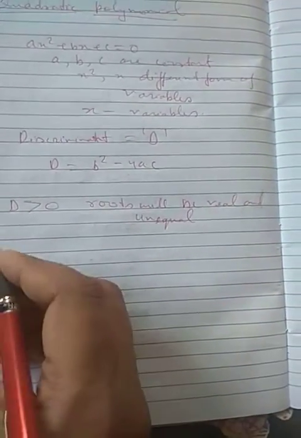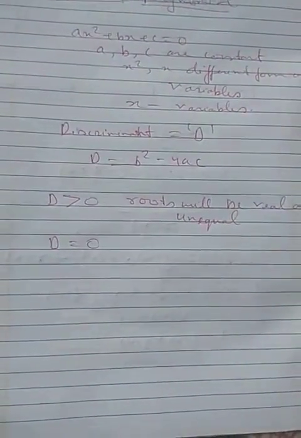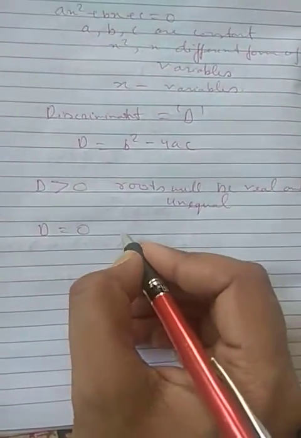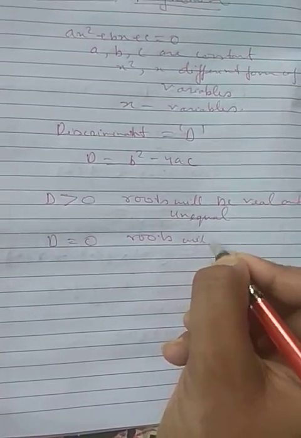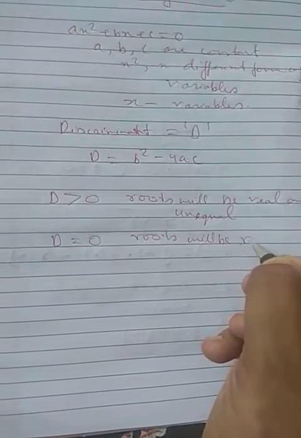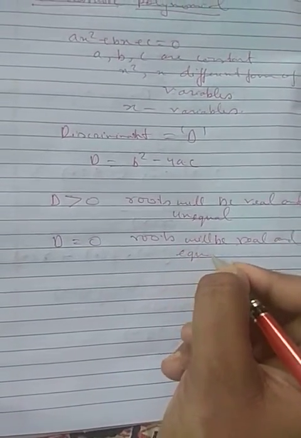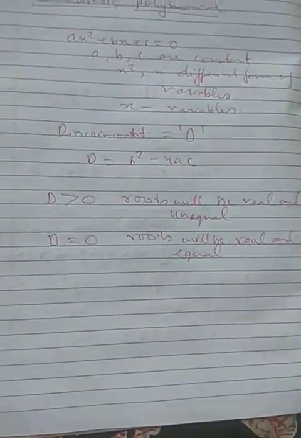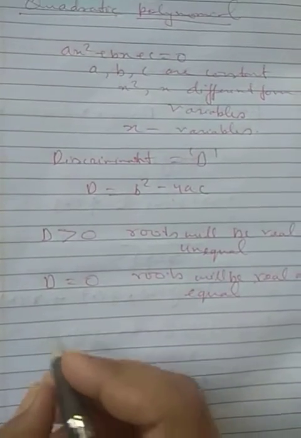If you have D equal to 0, that means the roots will be real and equal, meaning both the roots will be equal. How can we say that the roots will be equal? We have a method which we have studied, but we will discuss it after a few minutes.